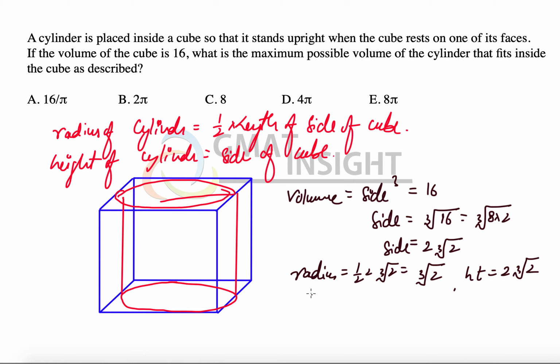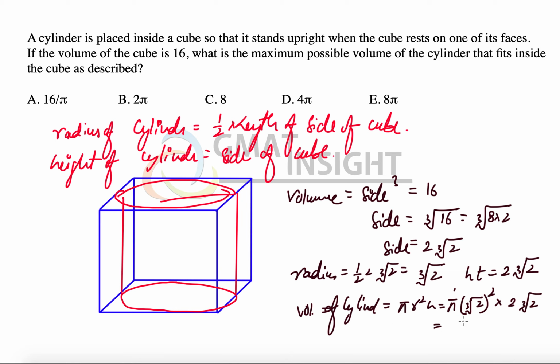Now the question is what is the maximum possible volume? So volume of the cylinder is given by pi r square h. So pi r, which is cube root of 2, so cube root of 2 square times h, which is 2 times cube root of 2.